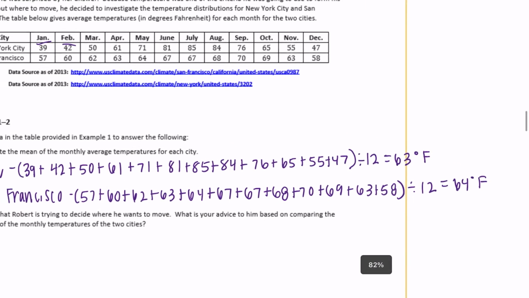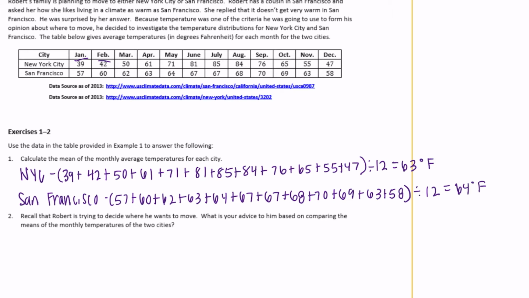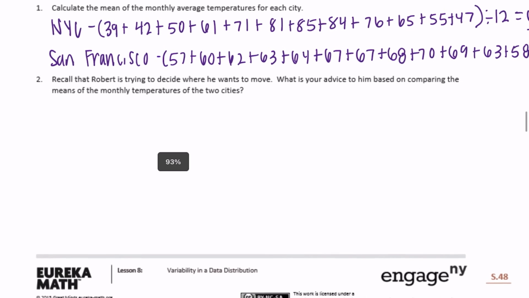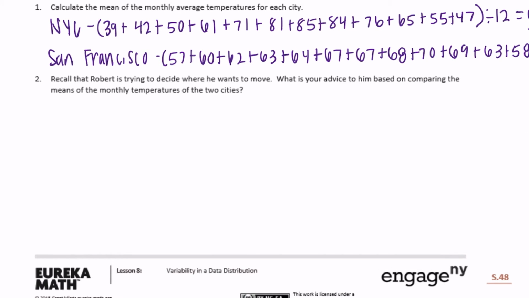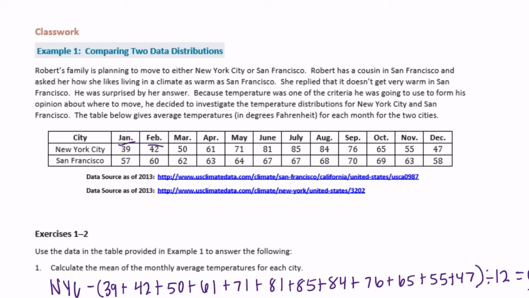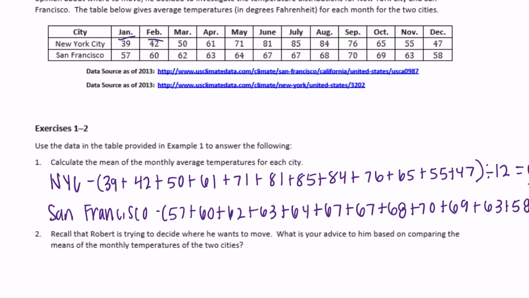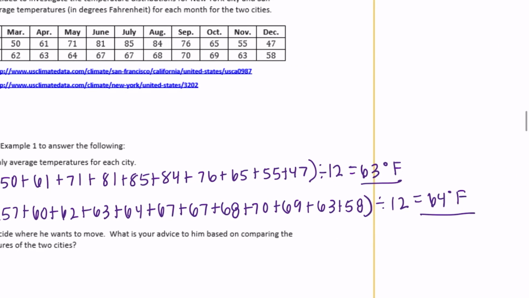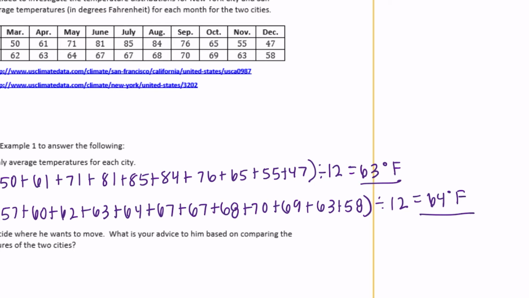So the mean for New York City is 63 degrees Fahrenheit, and the mean for San Francisco is 64 degrees Fahrenheit. So recall that Robert is trying to decide where he wants to move. What's your advice to him based on comparing the means of the monthly temperatures of the two cities? So if you were going to base your move off of these two, the difference between 63 degrees and 64 degrees as the mean isn't really very noticeable. So if you're just looking at the mean temperature, it wouldn't give you a very good indication of which city you might want to move to.